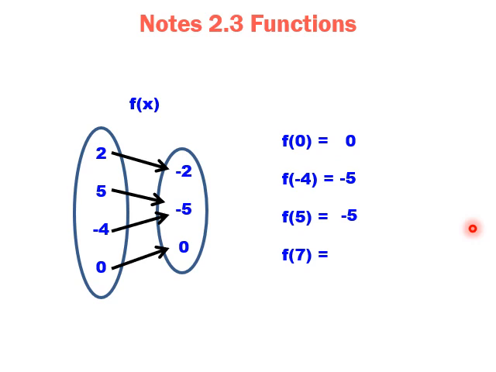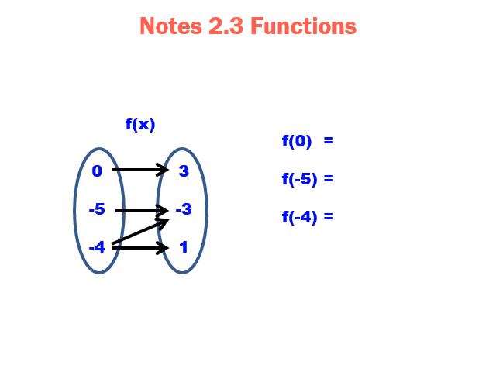Let's look at this last value, f of 7. Well, the domain does not include 7, right? There is no input in our domain of 7. So our function is not defined for an input of 7. The domain only contains 2, 5, -4, and 0. We cannot calculate the function's value at any value other than those. So this function is not defined at an input of 7.